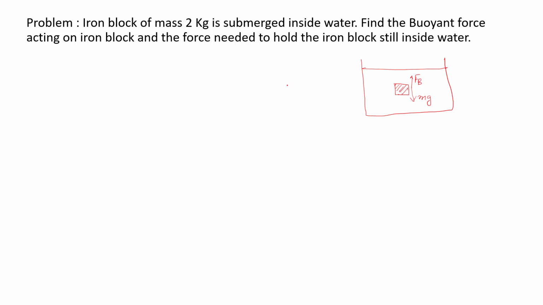So first of all, we have to find out the buoyant force. For finding out the buoyant force, we need the volume of the displaced fluid. As you know, the iron block is completely inside water, so the volume of displaced fluid is equal to the volume of the iron block. For finding out the volume of the iron block, I need the density of iron. Okay, density of iron.